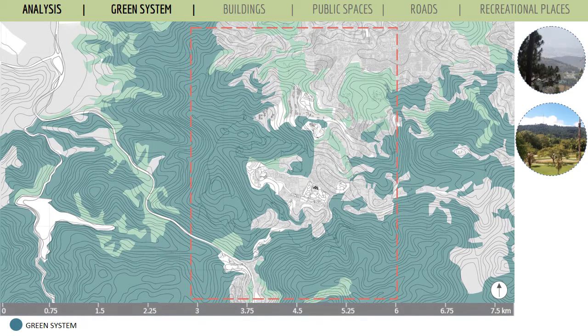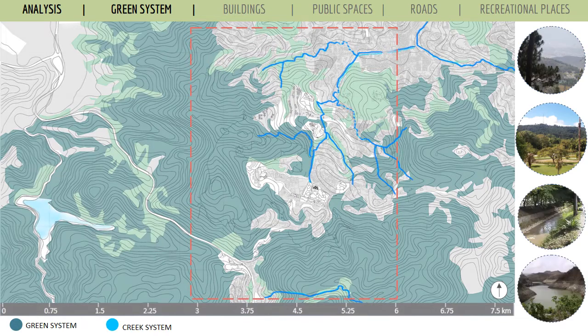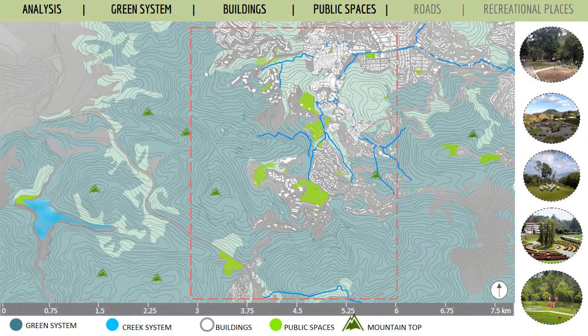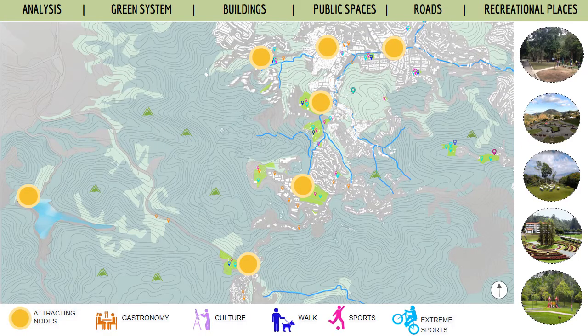In order to make this possible, it is necessary to understand Baruta's situation first. Baruta is made up of a generous green system, an important creek system, and several communities that are scattered through different levels of topography. This natural and cultural potential of Baruta is reflected in a big amount of existing parks. They are capable of defining several urban dynamics around them.